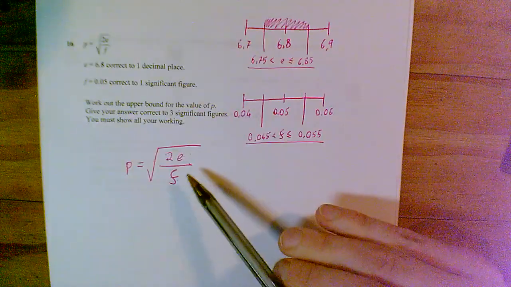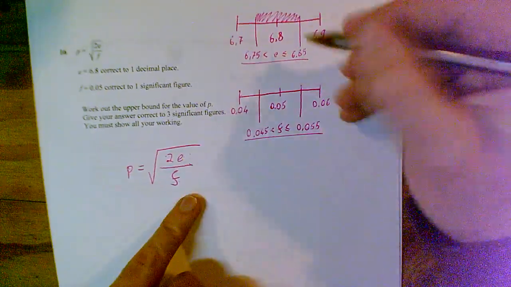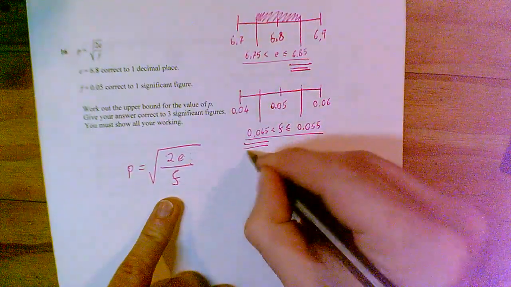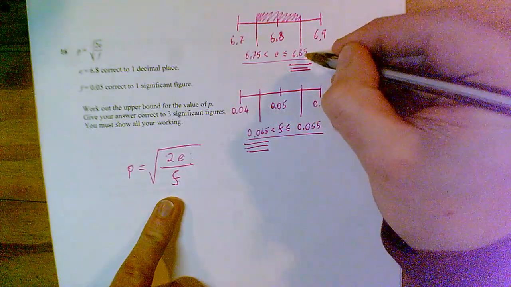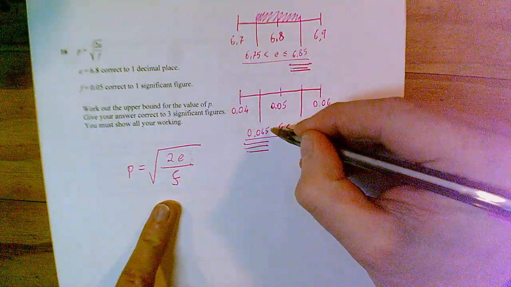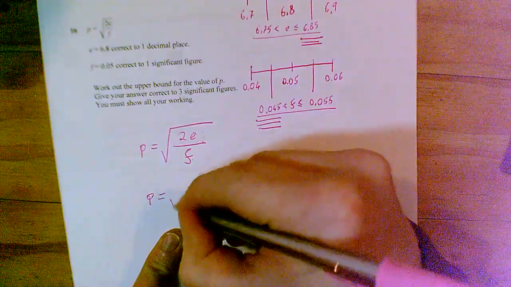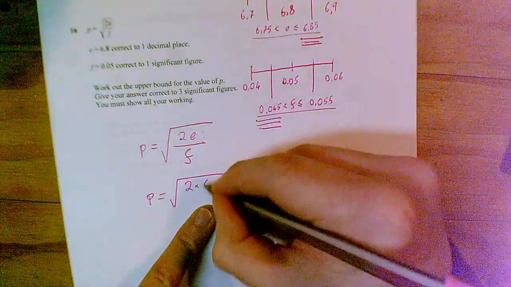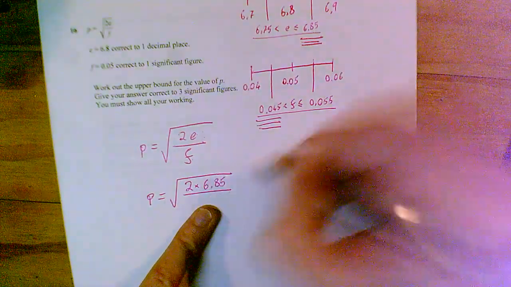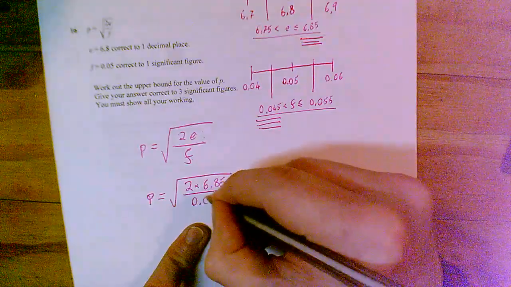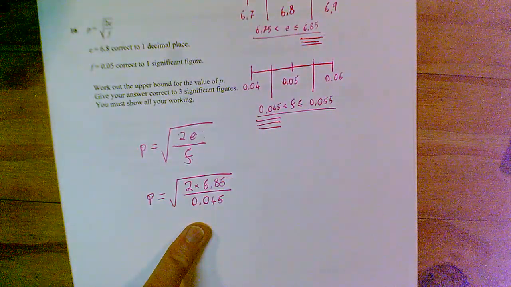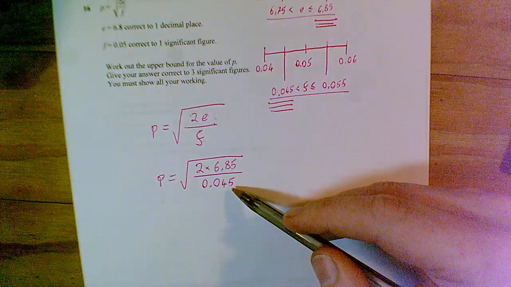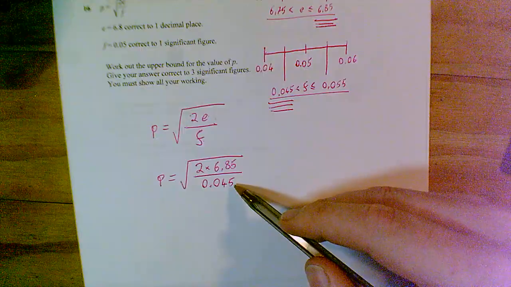So, what does that mean for my question? It means I need to choose the highest value of E I possibly can, but the lowest value of F I possibly can. So my key numbers are 6.85 and 0.045. I'm going to substitute them into this equation. So on the numerator I've got 6.85 and on the denominator I've got 0.045. That's my key bit. So few people remembered or worked out to divide by the lowest number.